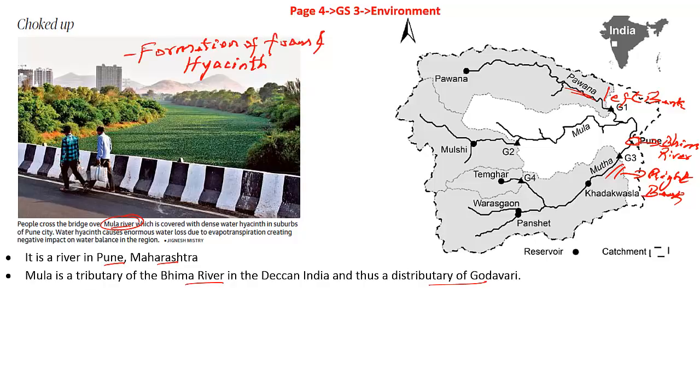What are these hyacinths? These are nothing but the plants that you see in this picture. As these plants grow as dense mats on the surface of water, they become a major weed problem. So what is the negative impact of these water hyacinths? They cause enormous water loss due to evapotranspiration, creating a negative impact on the water balance in this region. Because there is major evaporation as well as transpiration happening, the balance in the system is impacted.